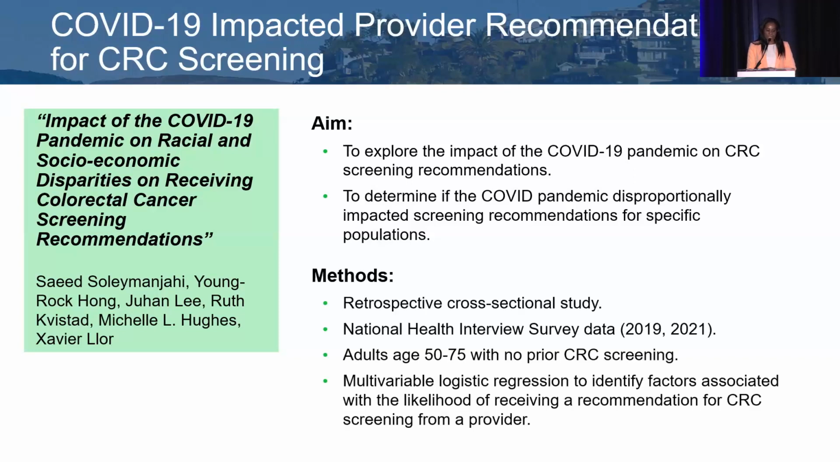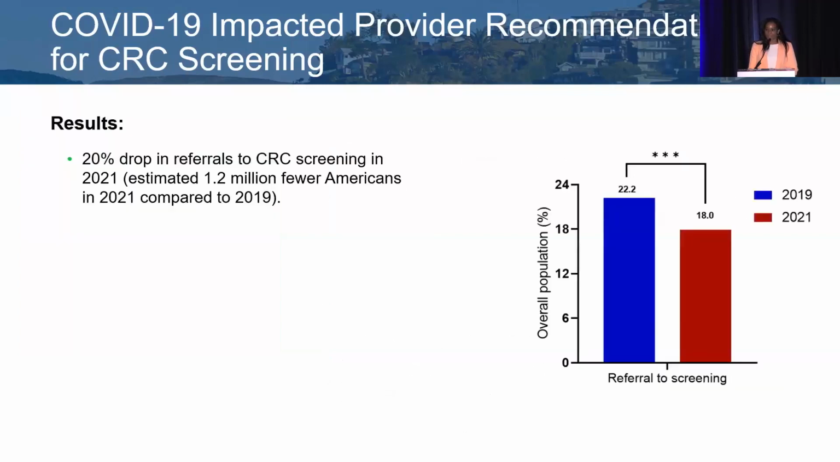They performed a retrospective cross-sectional study using National Health Interview Survey data. They used data from 2 years, 2019 and 2021. And they looked at adults who were aged 50 to 75 who had never been screened for colorectal cancer before, performing a multivariable logistic regression to identify factors that were associated with the likelihood that a provider is recommending screening for colorectal cancer. What they found was that during the time of the pandemic, there was about a 20% drop in referrals for colorectal cancer screening in 2021.